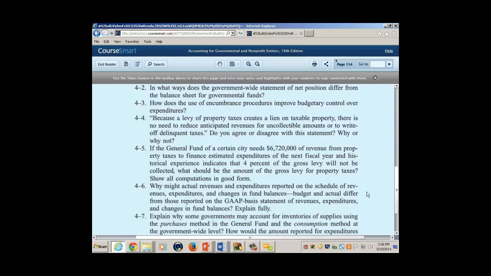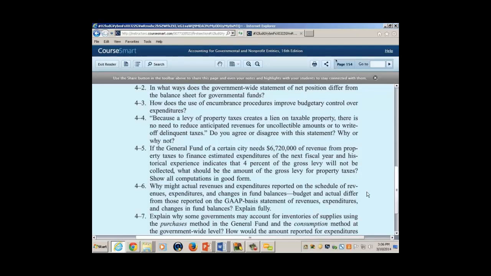You said the 4% is not collected. It's just like a bad debt provision. 4% will not be collectible. That's the estimate. We're not saying that would be the final number, but that's the estimate. So we have to be conservative and assume that it won't be collected. Okay?